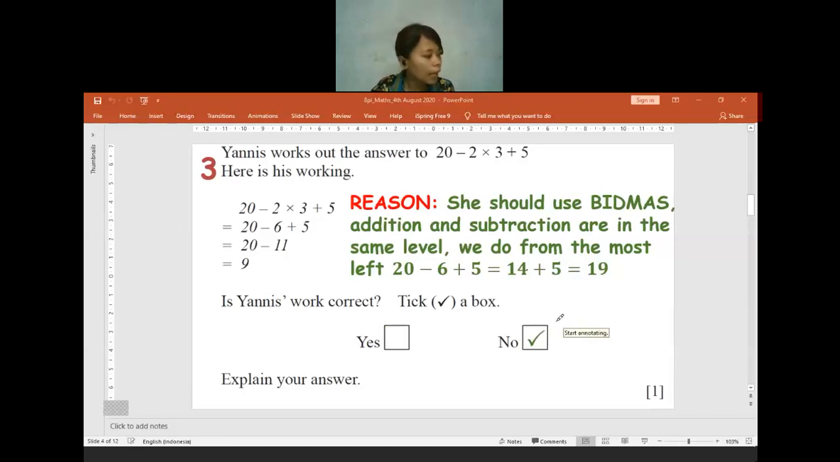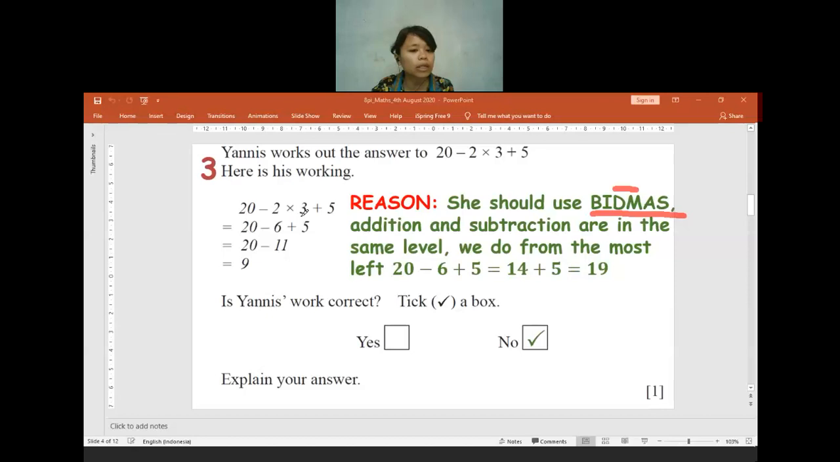Okay, for Yanis, we have to check if the answer is correct or wrong. Here, I answer that it is wrong. Why? You still remember BIDMAS? In BIDMAS, division and multiplication are on the same level. We have to do brackets first. There is no bracket, so skip. There is no indices, so skip. There is no division, so it means I have to do multiplication first.